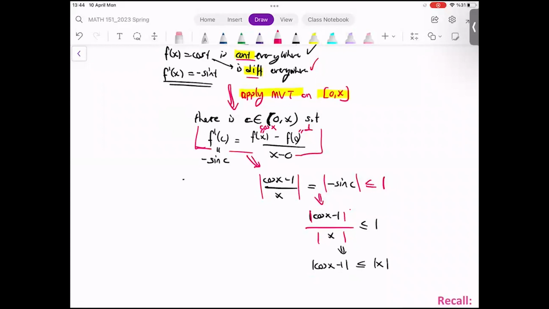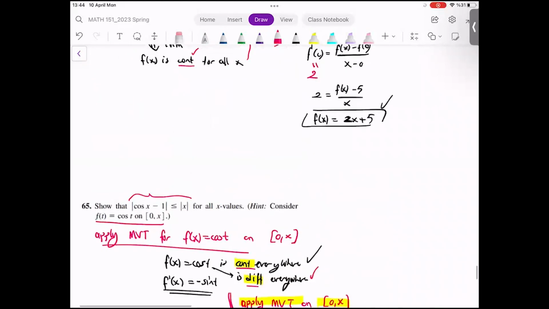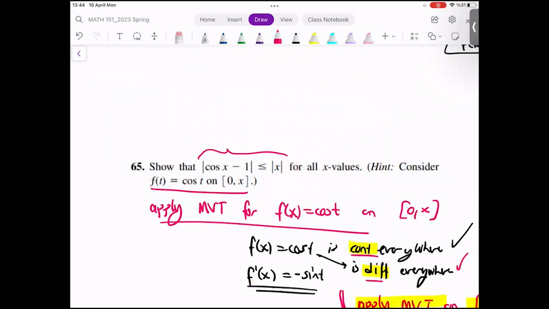Okay, this is how you prove inequalities. Don't forget, if a question wants you to prove some inequality, like this type of questions, you need to consider applying the mean value theorem. Okay, so that's it.